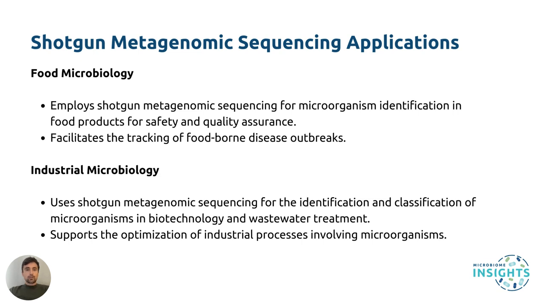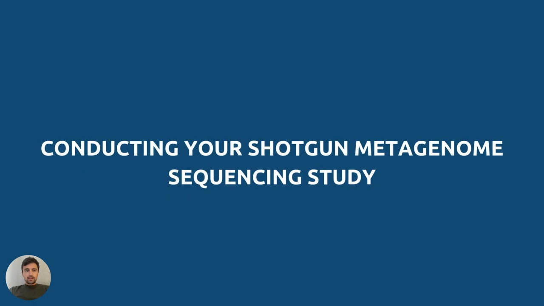Finally, shotgun metagenomic sequencing is also applied in industrial microbiology. In industrial settings, it helps optimize processes involving microorganisms, such as biotechnology and wastewater treatment. For example, the method is used to monitor microbial communities in wastewater treatment plants to ensure efficient processing and reduce harmful byproducts. As you can see, shotgun metagenomic sequencing is becoming an increasingly important tool in many industrial and research applications, and it may be suitable for you.